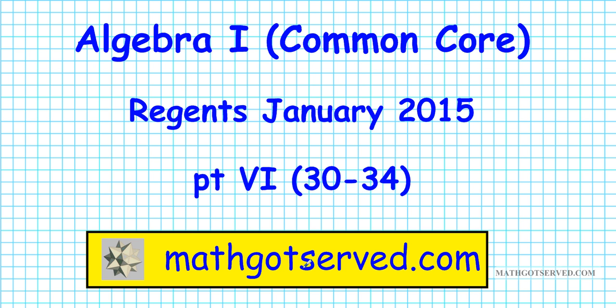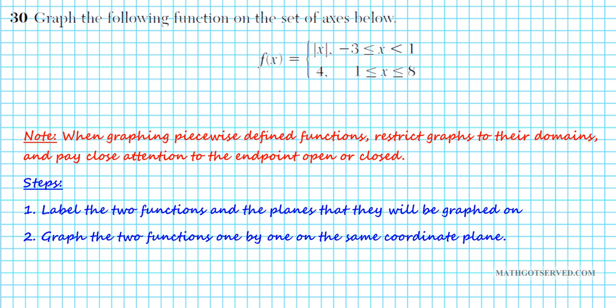In this clip, we're going to be going over problems 30 to 34 of the Algebra 1 Common Core Regents exam for January 2015. All right, let's take a look at problem 30. It reads, graph the following function on the set of axes below.